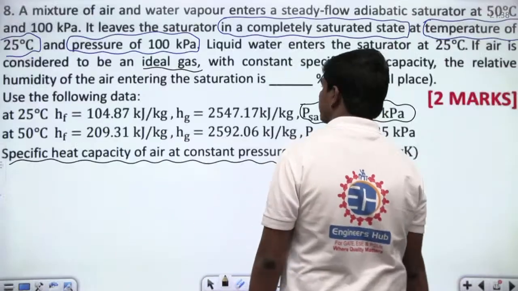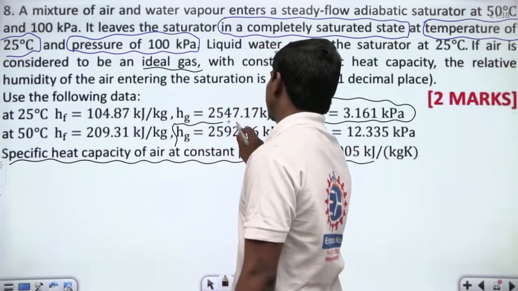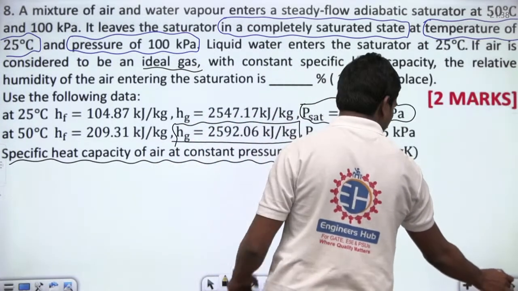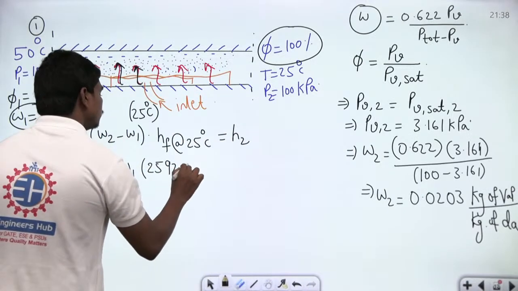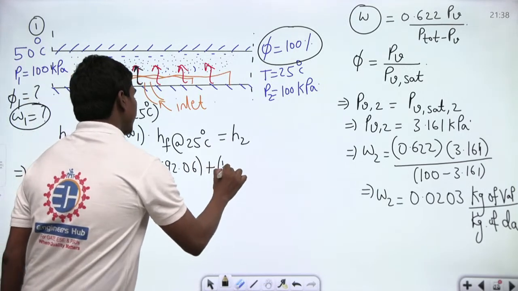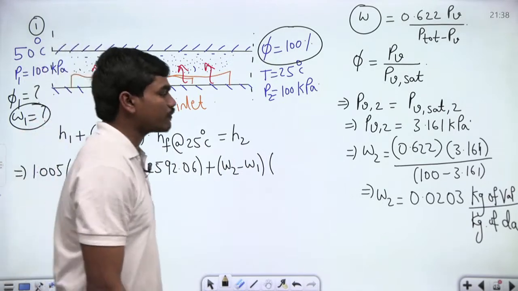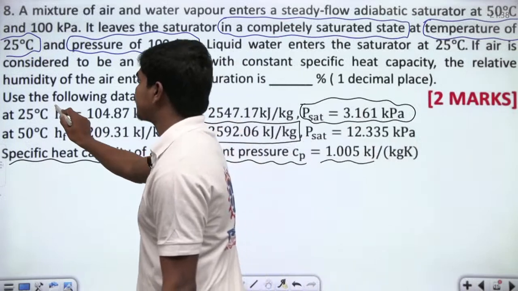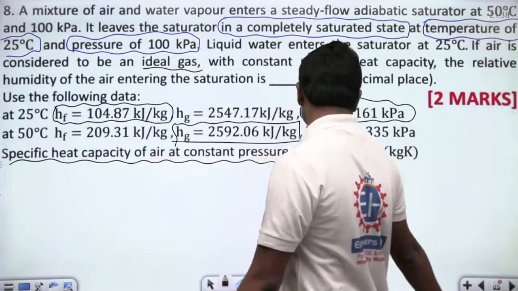depending on the wet bulb temperatures, you can see clearly at 50 degrees Celsius Hg can be taken as the enthalpy of the moist air here, or water vapor here. So 2592.06, plus omega 2 minus omega 1, into HF at 25 degrees Celsius. Since the water is at 25 degrees Celsius, the enthalpy of the liquid phase of water at 25 degrees Celsius is 104.87.